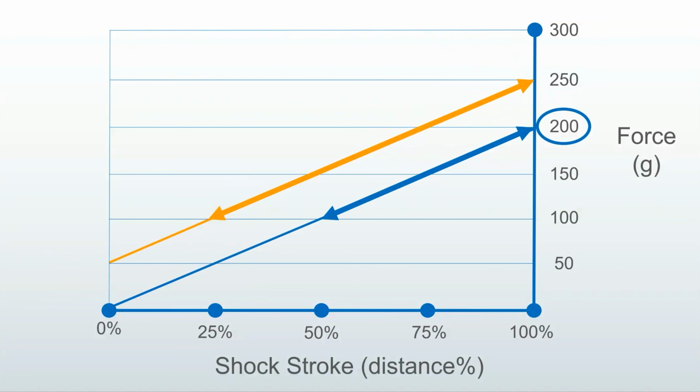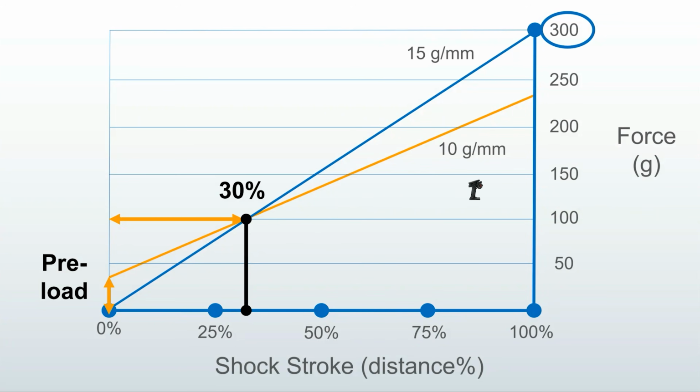If you only change preload, yes, you are changing the bottom out force, but you're doing it with additional ride height and shock travel. This is not the right way to change your bottom out force. You want to do it this way with spring rate. Then use preload to reset your ride height.